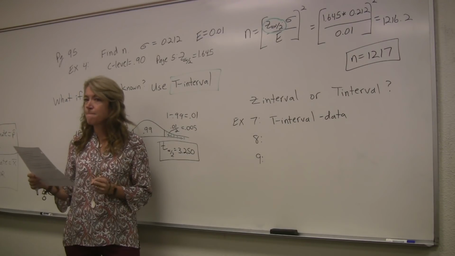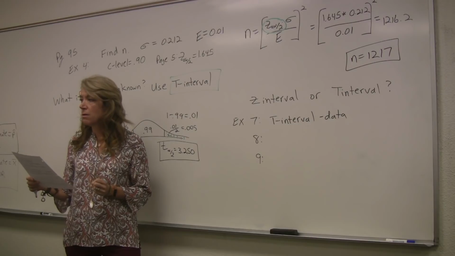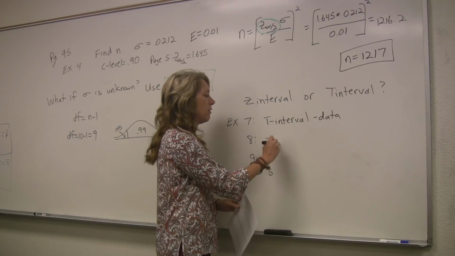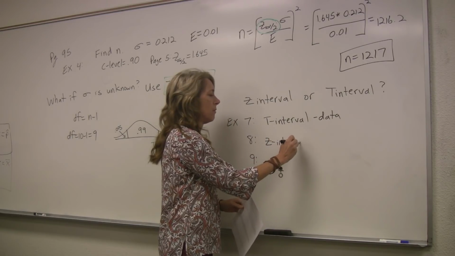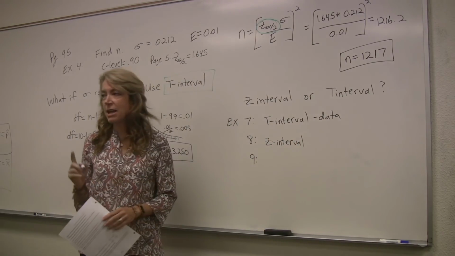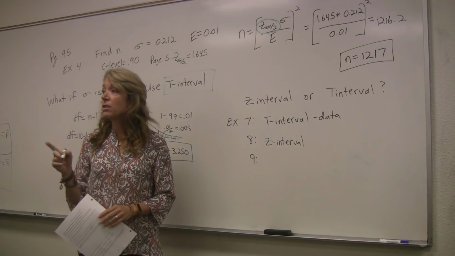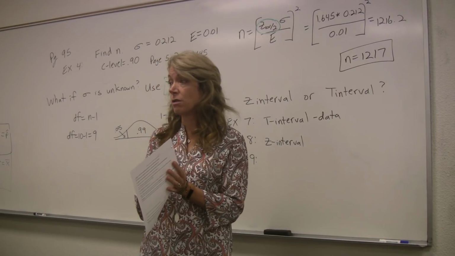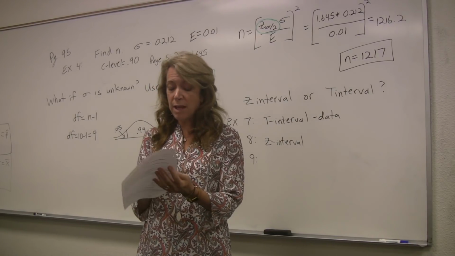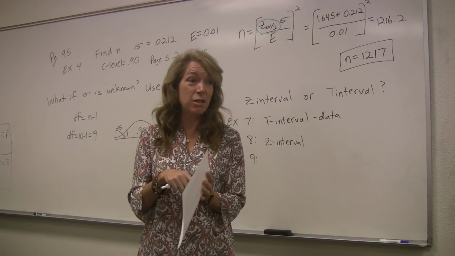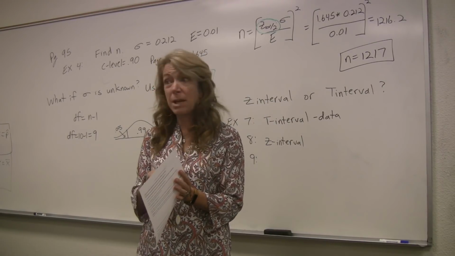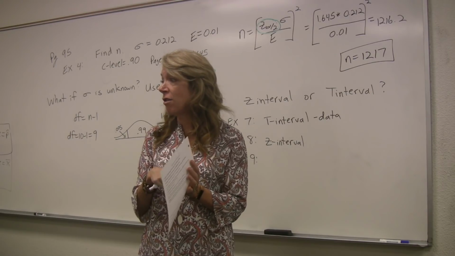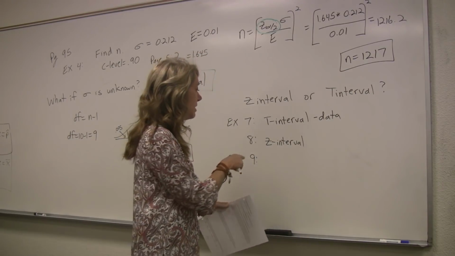What about number 8? Z. Why is number 8 a Z interval? Well, having a standard deviation is not enough. It's which standard deviation do I have? It's a standard deviation for all such households. If it had just said the standard deviation from these 62 households, that would have been an S. But the all such households, underline that all, that's what makes it a Z interval.